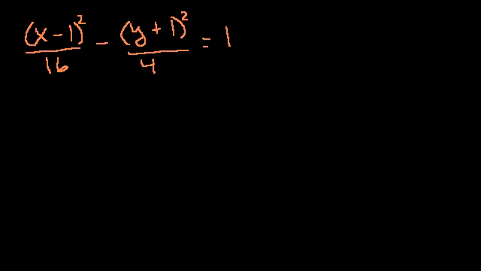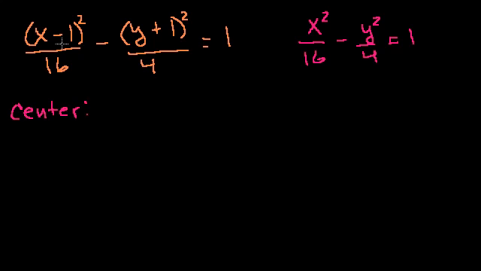The standard non-shifted form of a hyperbola, or a hyperbola centered at 0, would look like this, especially if it has the same asymptotes, just shifted but centered at 0. It would look like this: x squared over 16 minus y squared over 4 is equal to 1. And the difference between this hyperbola and this hyperbola is that the center of this hyperbola is at the point x is equal to 1, y is equal to minus 1.